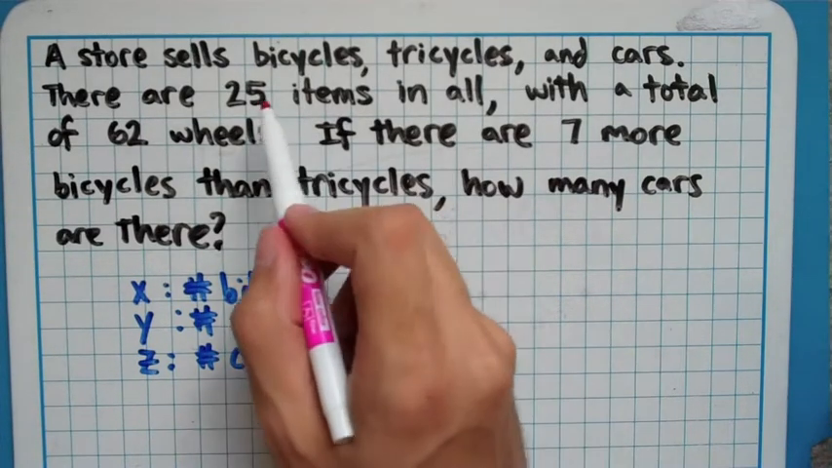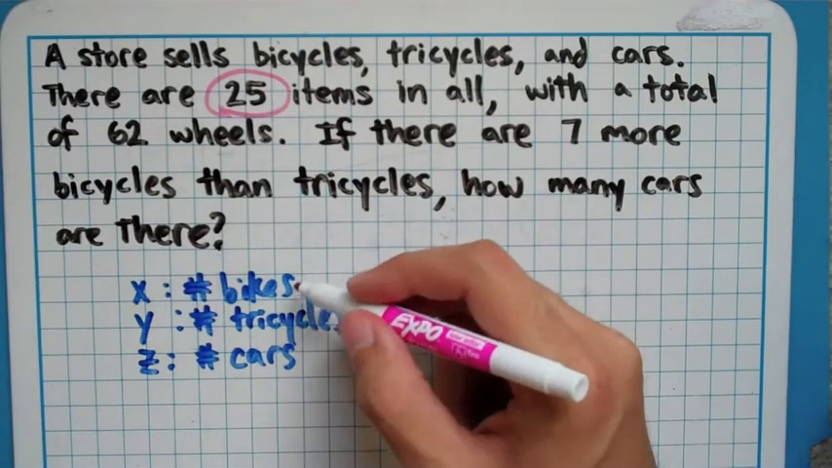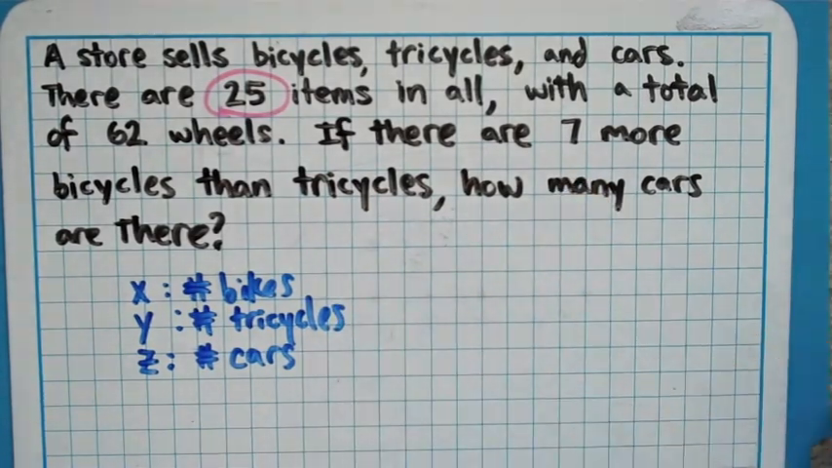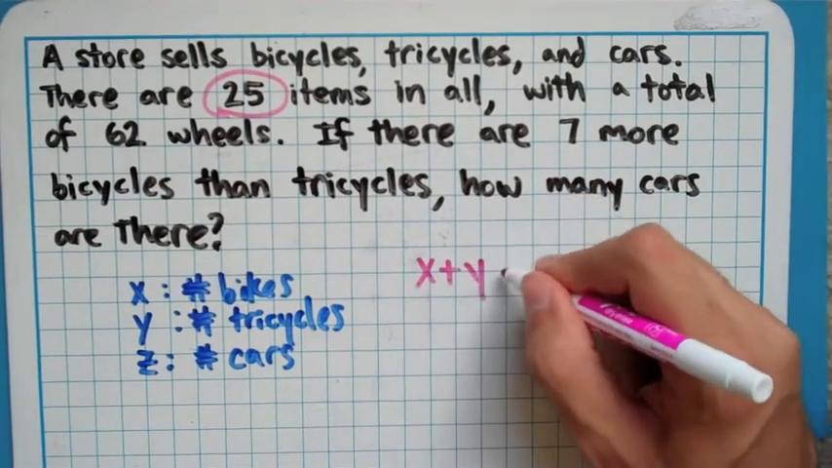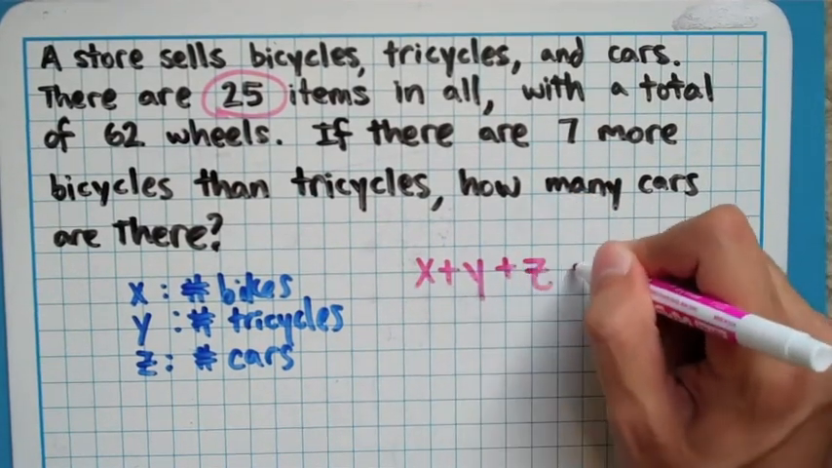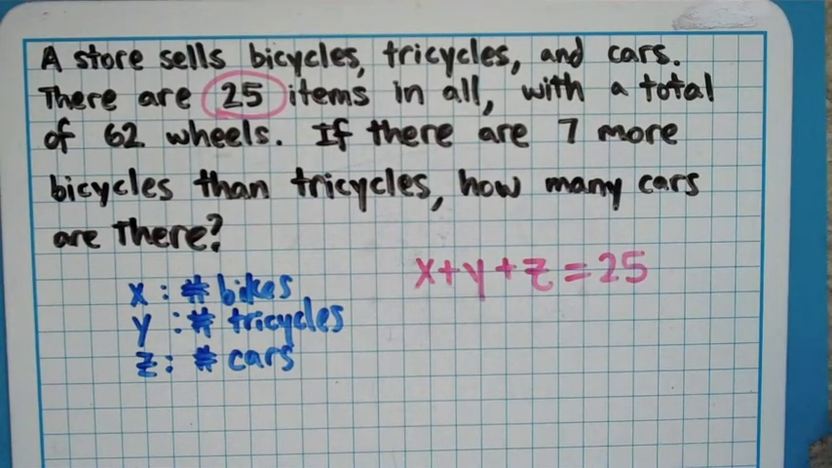First thing I see is that there are 25 items in all. That means if you add up the bikes, the tricycles, the cars, you're going to get 25. So x plus y plus z is going to equal 25. So that's one equation down.